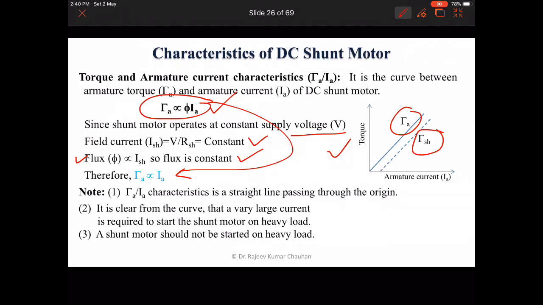Okay, it is clear from the curve that a very large current is required to start the shunt motor on heavy load. We can see from the graph, as the torque is increased, the armature current is increased. So if we operate a motor with a heavy load, it means high torque is required, and in case of high torque, a large amount of armature current will flow. So a shunt motor should not start at a heavy load.